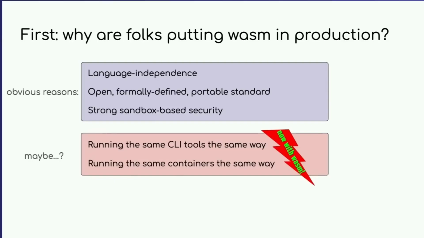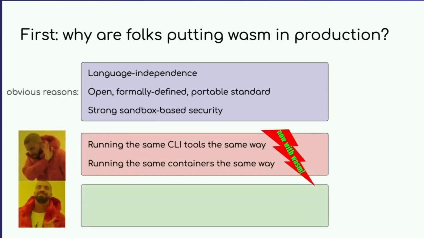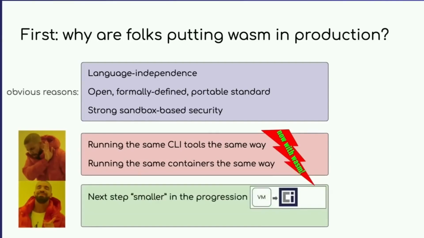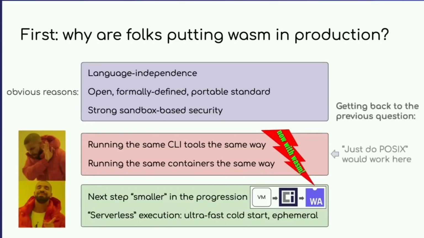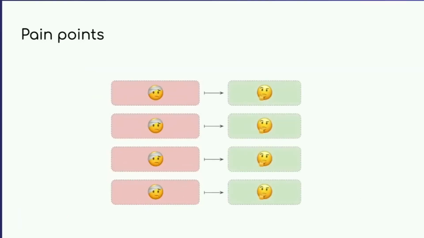And you could, and definitely people have played around with it, but that's not what's motivating us as much as taking the next step smaller in the progression from VMs to containers to WebAssembly, or serverless execution with ultra-fast cold start and ephemeral lifetimes. And so getting back to our previous question, POSIX would work pretty well here, but for these more futuristic use cases, we ran into trouble. And I'll summarize this with 4 high-level pain points, and then 4 proposed design alternatives that we worked on.